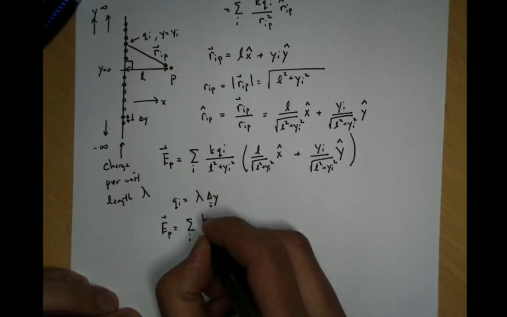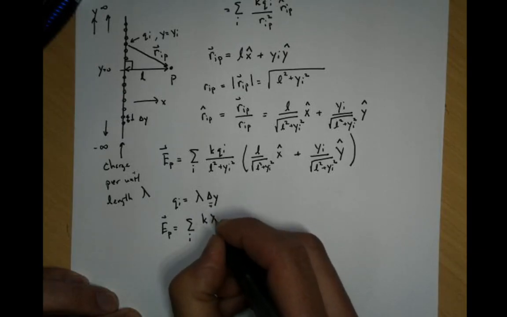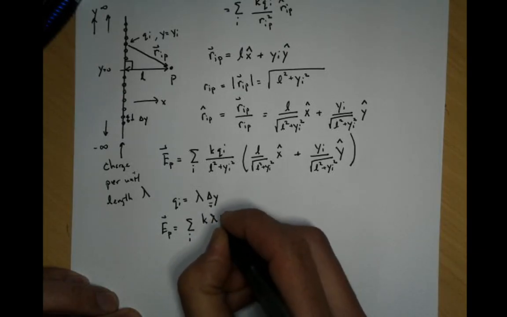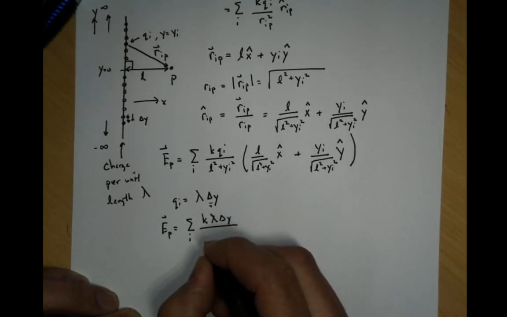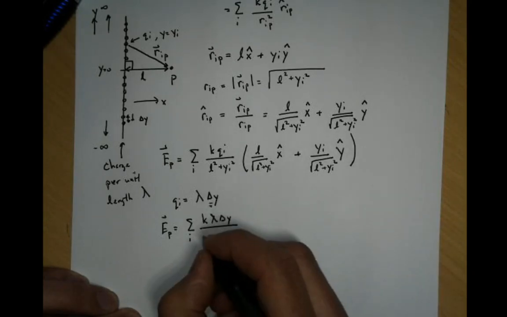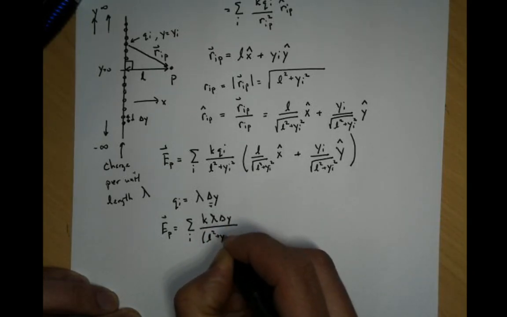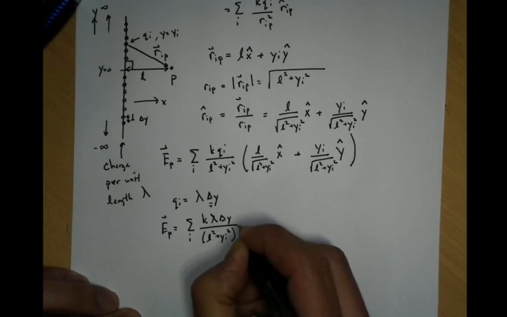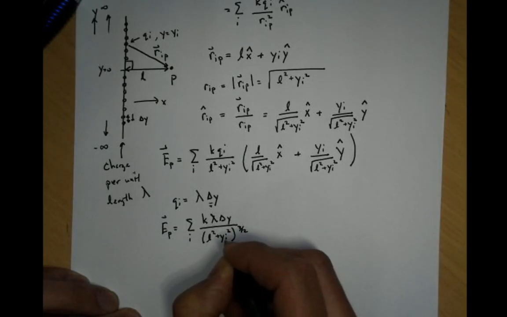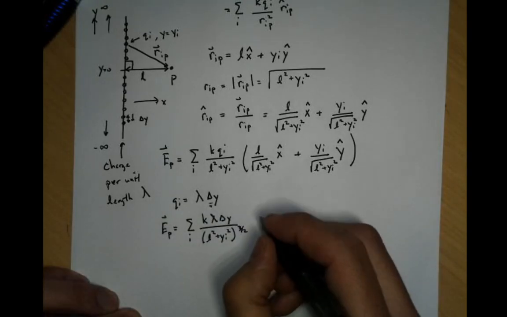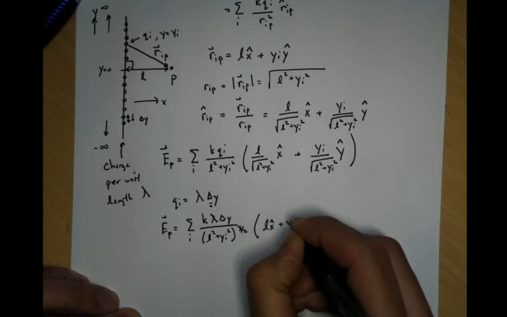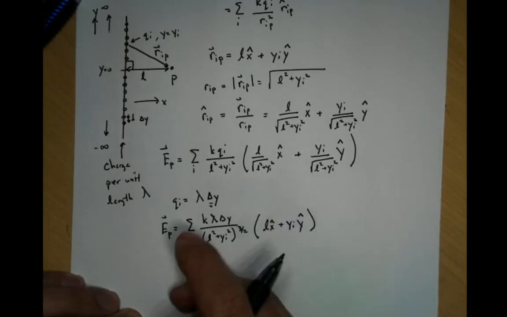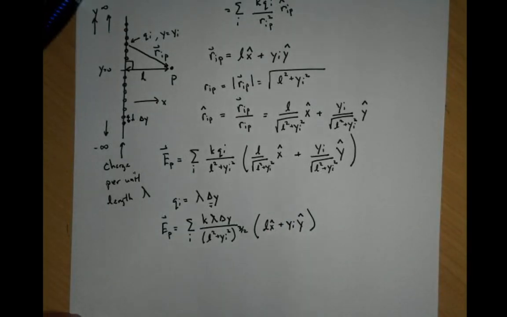Let's see, so there's a k here. All the Q_i I said was lambda delta y divided by, now let's figure out the rest. I can combine these together: L squared plus y_i squared to the 3/2. I still need the sum over i because I need to figure out what y_i needs to look like. And then the rest of it is just going to be L x hat plus y_i y hat. Okay, very nice.